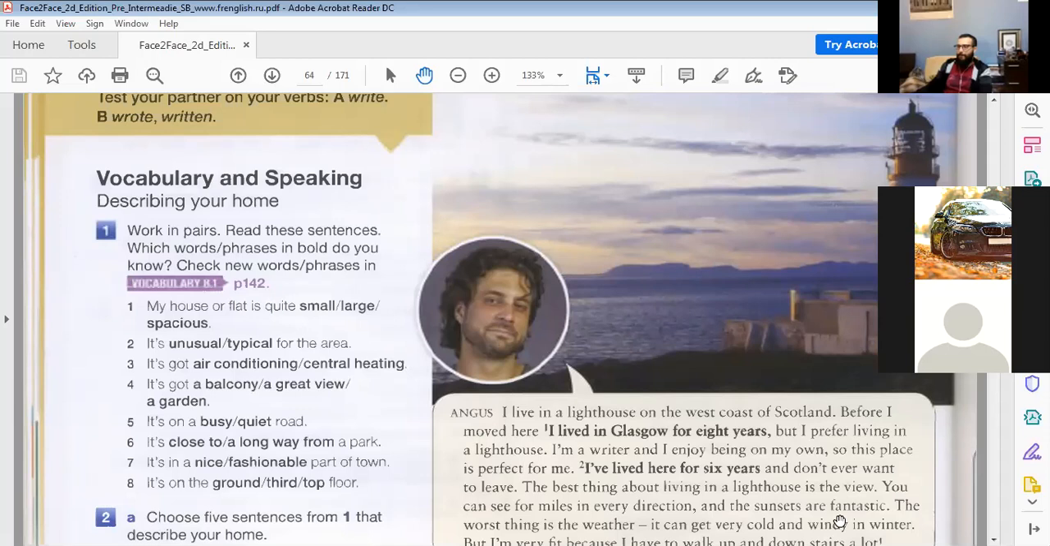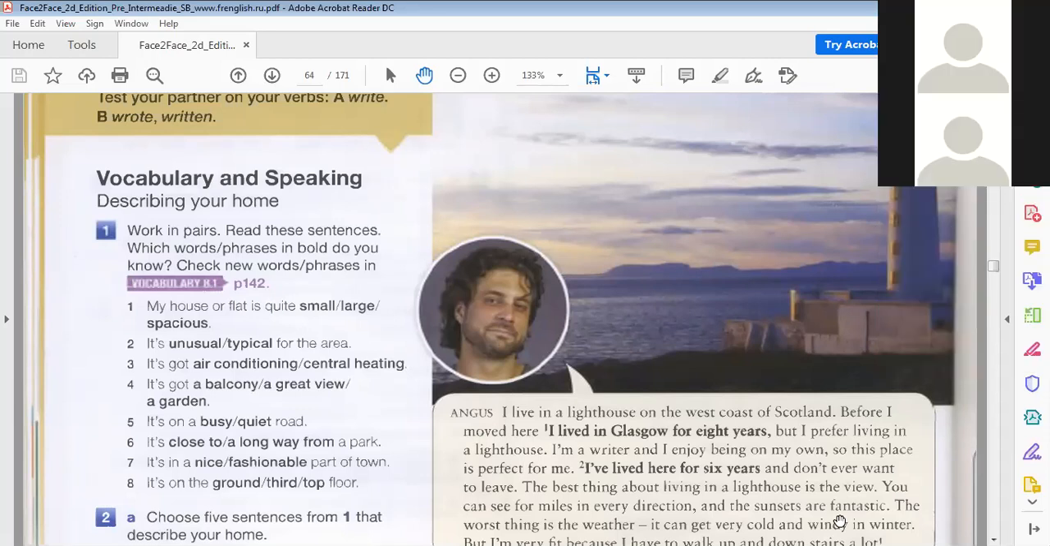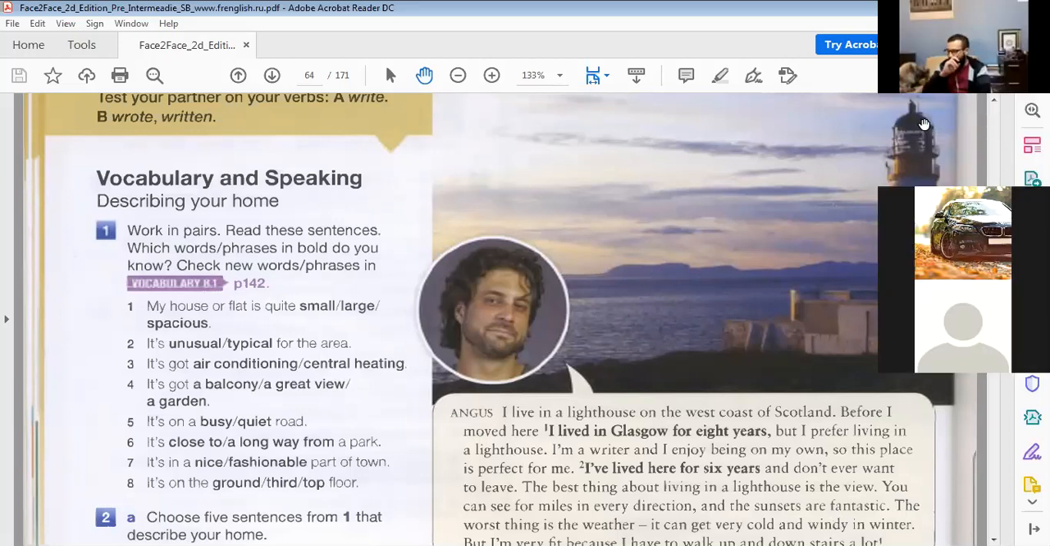It's related. Actually, it's the same thing, except that apartment is American English and flat is British English. But otherwise, it's the same. A flat or an apartment is the same thing.